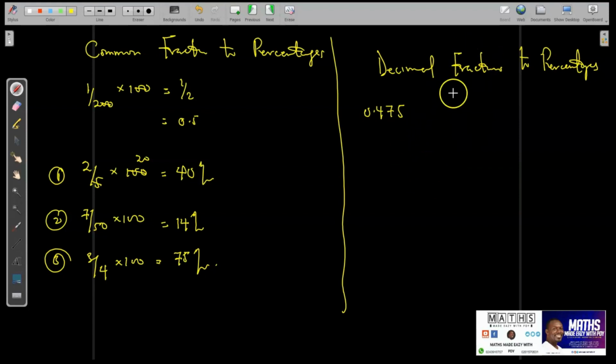Remember, we learned that whenever you have any fraction and you want to convert it to percentages, you simply need to do what? Multiply by 100. So if you have any decimal fraction of this nature and you are requested to write it as a percentage, you just need to multiply by 100. That is all. So 0.475 in percentages is going to give us an answer of 47.5%.